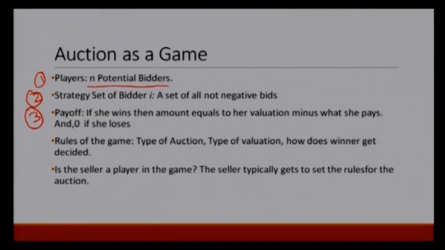Then we also have to think about what would be the strategy set of a particular bidder. How much money can a bidder bid? He can bid any number from 0 to, let us say, infinity. So, that is what I am saying, that the strategy set of bidder i is a bid that comes from the set of all non-negative numbers.